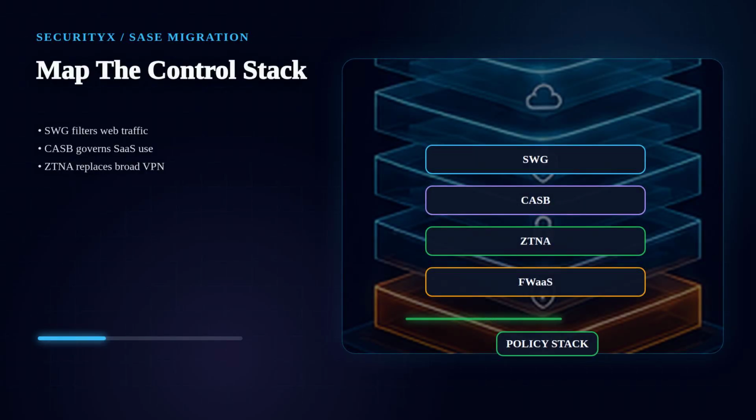The core SASE services should map to the risks they reduce. Secure Web Gateway handles web and internet access. CASB gives visibility and policy for SaaS. ZTNA narrows access to private applications. Firewall as a service applies network controls at distributed enforcement points.